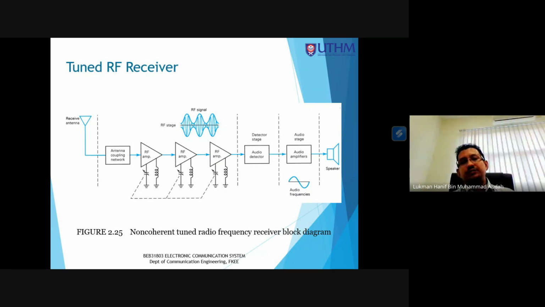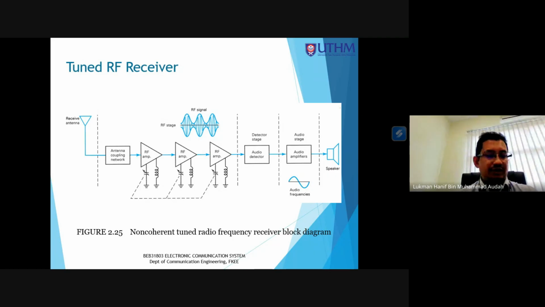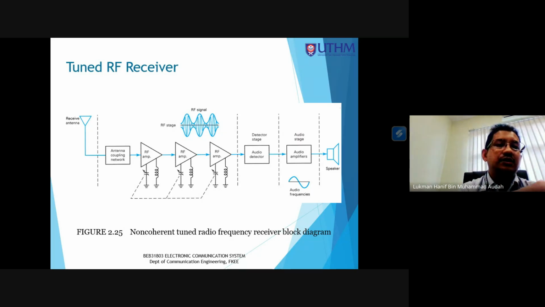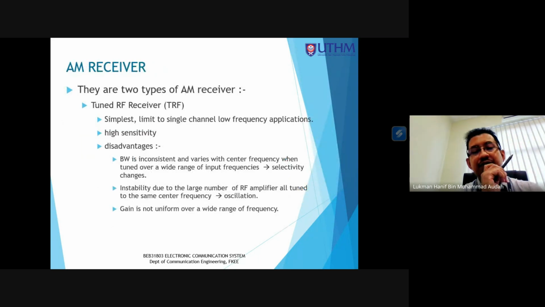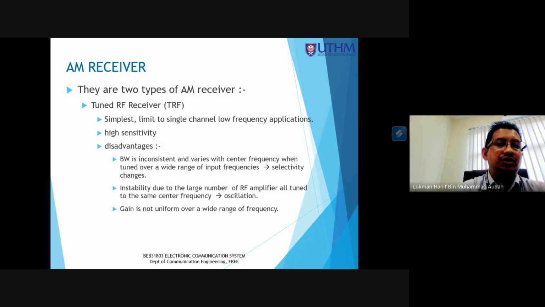So today we will continue with chapter 3 regarding the AM receiver, the amplitude modulation receiver. Last week we actually went through these slides. This is the type of AM receiver. There are two types of AM receiver. The first one is what we call the tuned RF receiver.